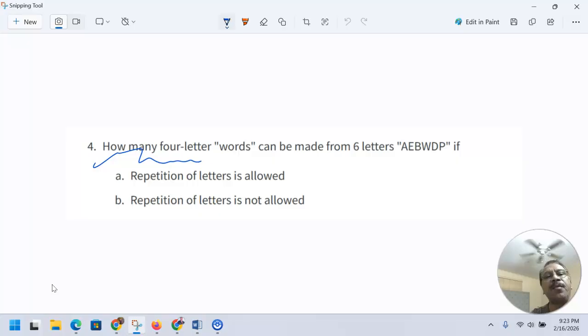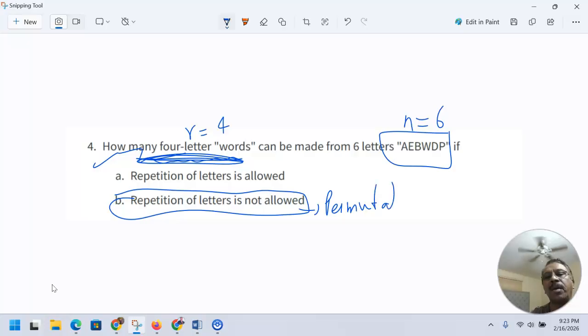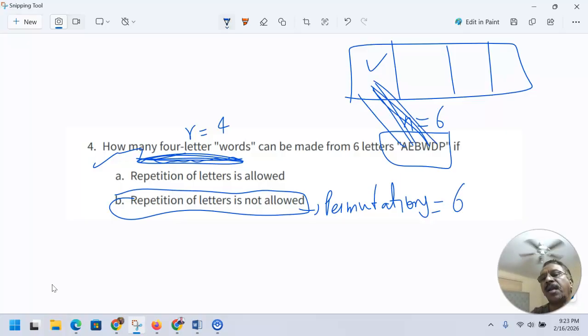So how many four letter words? Now this one is asking for four letter words from six letters. So this is our n equals six. You're asking four, right? Now, if the repetition of the letter is not allowed, that becomes a permutation. When I'm talking about permutations, it basically means the order matters. So all these six options are there. So basically it is like six times, five times, four times, three, right?